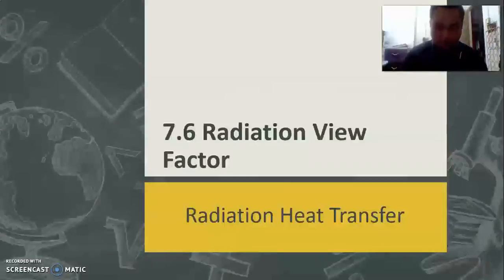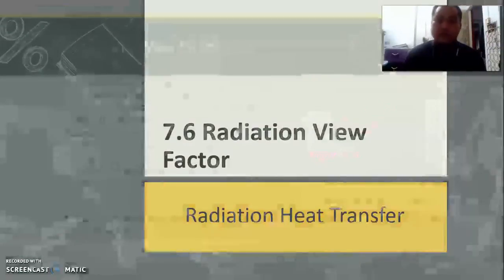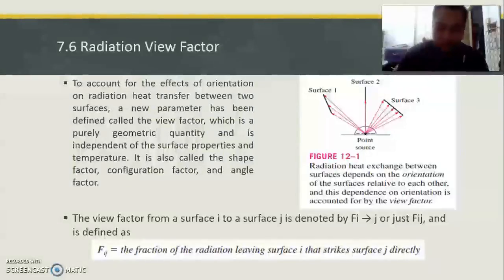Okay, next is radiation view factor, 7.6. In this chapter, we will consider radiation exchange between diffuse surfaces only, and thus the term view factor will simply mean diffuse view factor. To account for the effect of orientation on radiation heat transfer between two surfaces, a new parameter has been defined called the view factor, which is a purely geometric quantity and is independent of the surface properties and temperature. It is also called the shape factor, configuration factor, and angle factor.